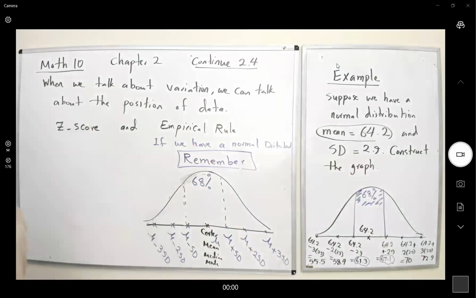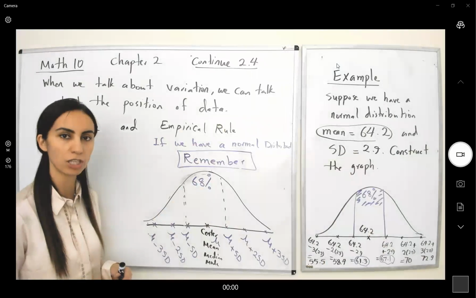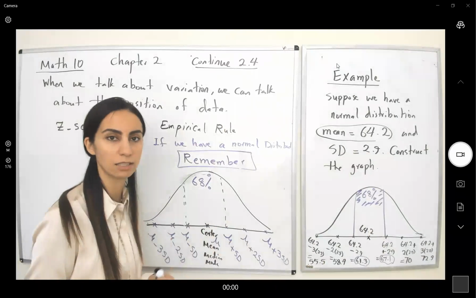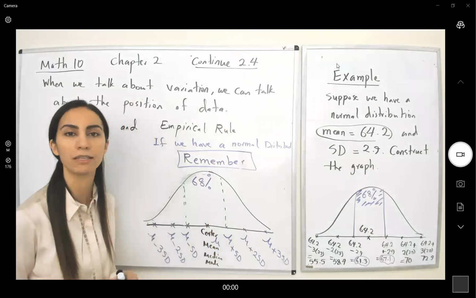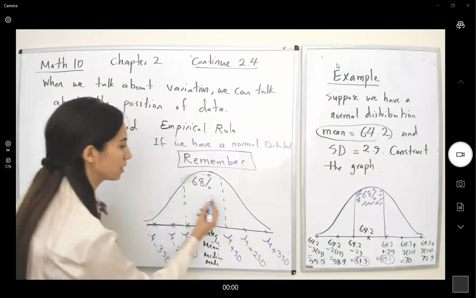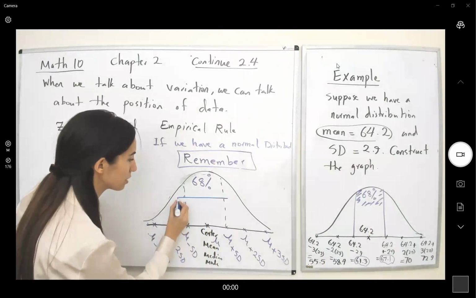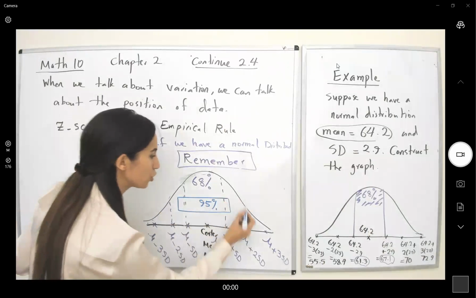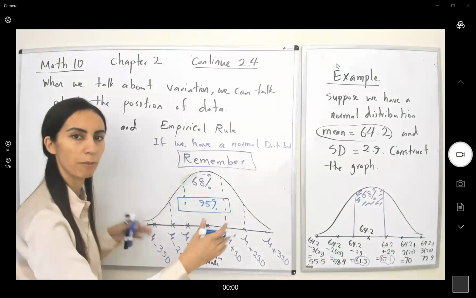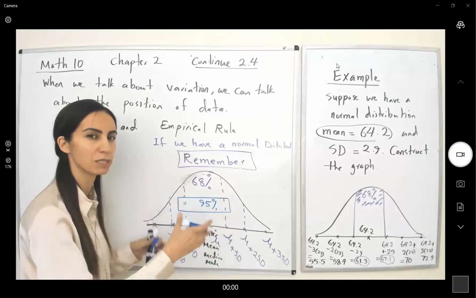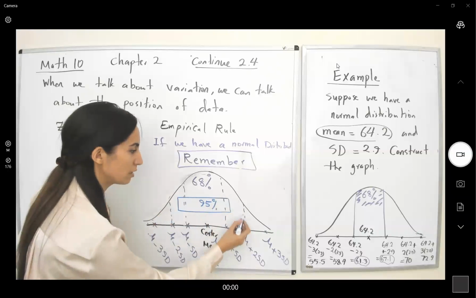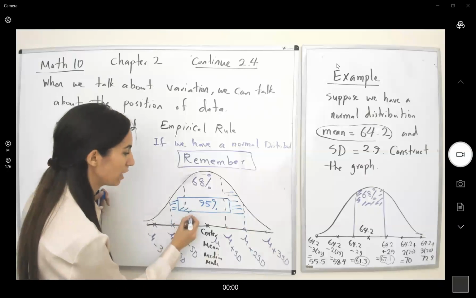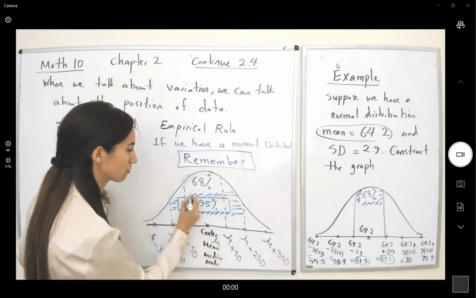This rule says 95% of your collection are in between two standard deviations away from the mean. 95% are in between two standard deviations away from the mean. They are spread out. 95% of your data are spread out between two standard deviations away from the mean.